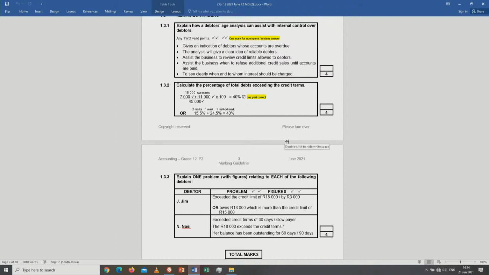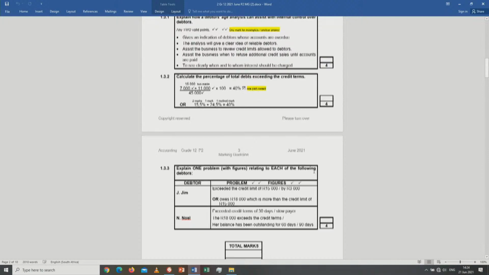If the learner works with percentages, then 15.5 will be 2 marks, 24.5 will be 1 mark, and the last one will then be the 40%, that's your method mark, right? Good.